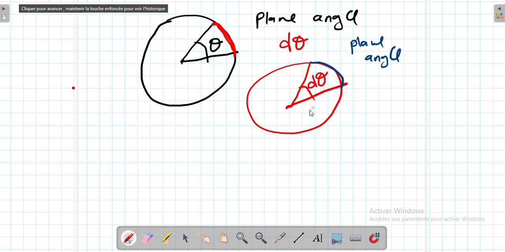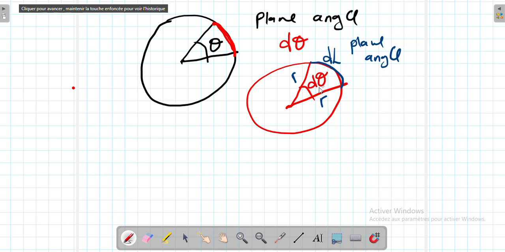What is the formula of this angle? Suppose this is a circle of radius r. Let's say I'm going to call this arc length, since it's coming from an elementary angle, an elementary dl, which is the smaller portion of the circumference. So dl, l for length.